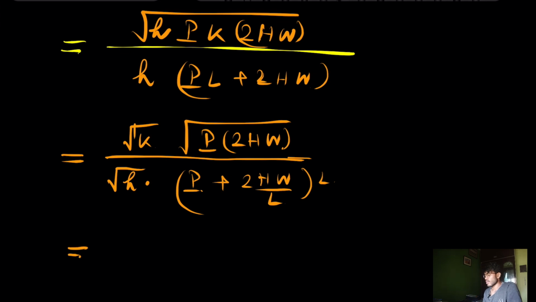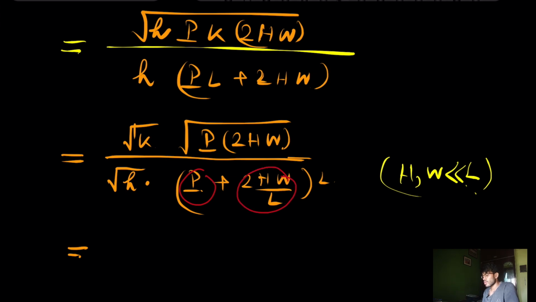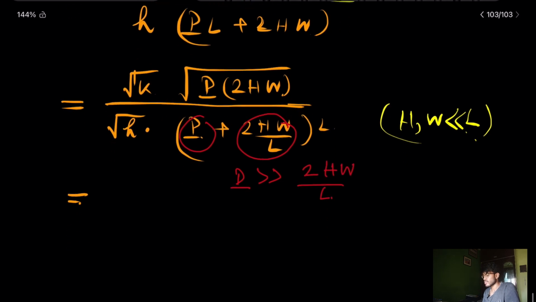clear. Now you see that I know that both H comma W is much less than L, much less than L. That means compared to this perimeter P, I can neglect this, okay. So I can tell that my this perimeter is much greater than this, okay.